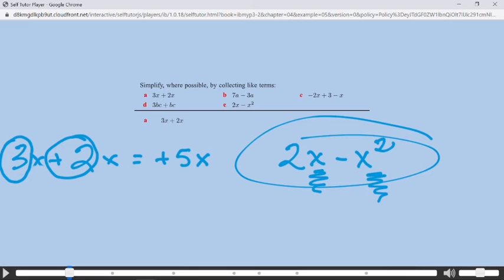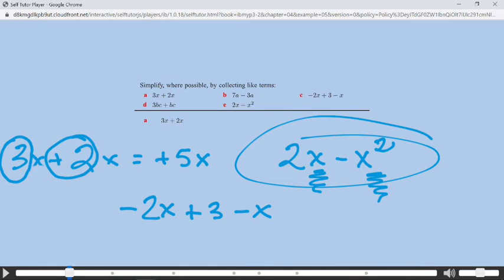It's just like saying I have 2 pens and 2 pencils. I can't combine them because they're not like objects. All right, so watch the signs. So let's look at another one. Say we have negative 2x plus 3 minus x.